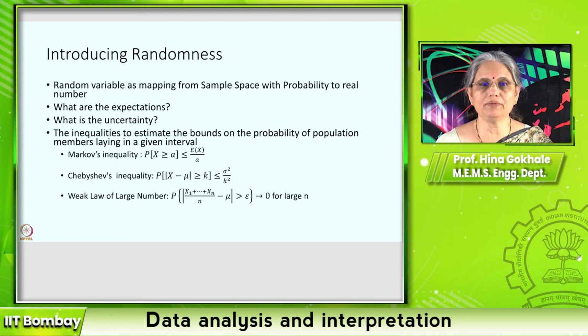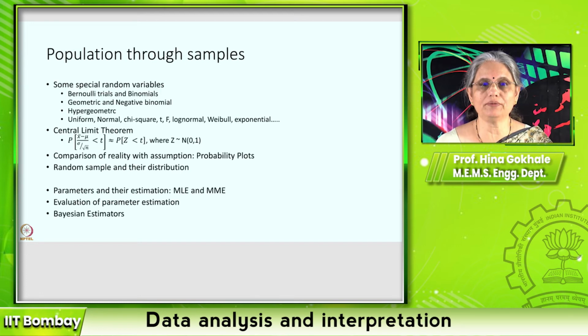The weak law of large numbers finally says that the sample mean comes very close to the actual mean of the population as the sample size gets larger and larger. This is called the weak law of large numbers. Then we started learning about the population through samples.